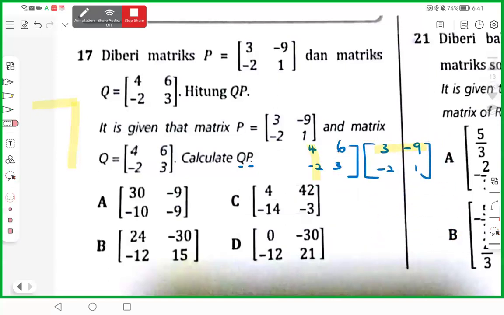Change. Terbalik. Okay, because Q first, Q then only P. So the answer is different.